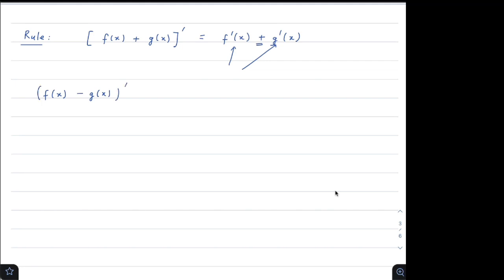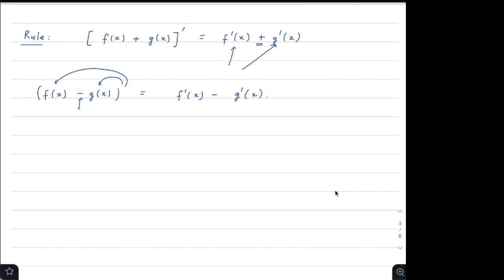The next rule that we are going to talk about says that if you have to find the derivative of f of x plus g of x, that will be given by f prime x plus g prime x. That is the derivative of f with respect to x plus the derivative of g with respect to x. And you can do the same thing with the difference of f and g. That is, to find the derivative of f of x minus g of x, all you have to do is find the derivative of f minus the derivative of g.